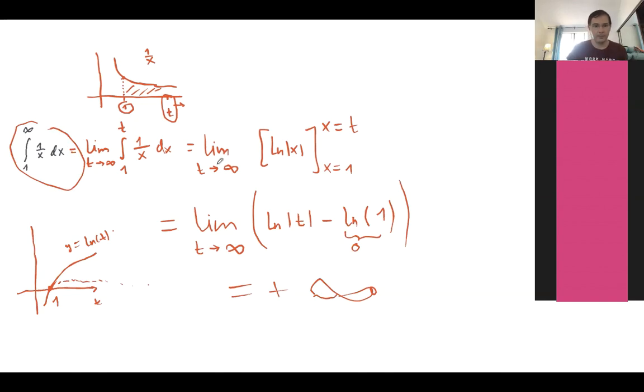But let me give you another example of something that is nice and something that is convergent. For example, try a very similar function, 1 over x squared.